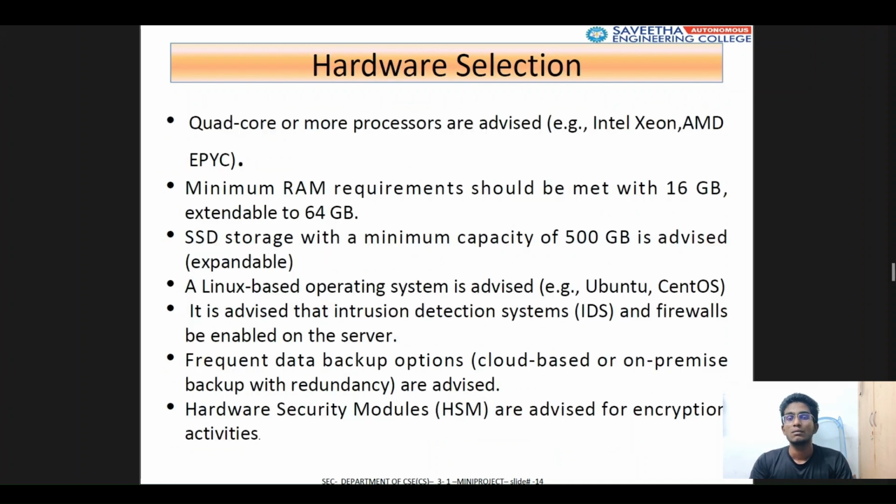Hardware selection. A quad-core or better processor is advised, like Intel Xeon or AMD EPYC. The minimum RAM required should be 16 GB, extendable to 64 GB. SSD storage with a minimum capacity of 500 GB is advised. A Linux-based operating system is advised over a Windows-based operating system. It is advised that an intrusion detection system and firewalls be enabled on the server to protect the data. Frequent data backup options, like cloud-based or on-premise backup with redundancy, are advised. Hardware security modules are advised for encryption activities.